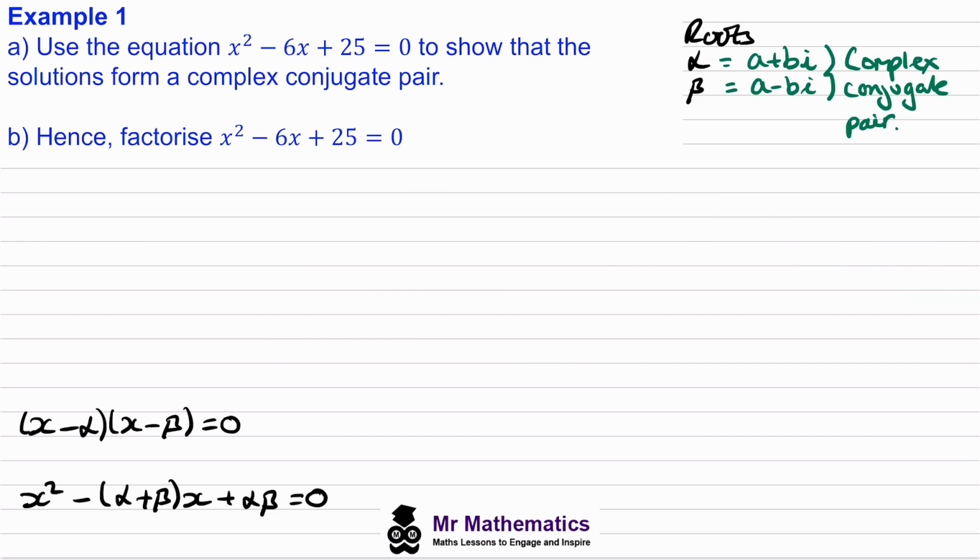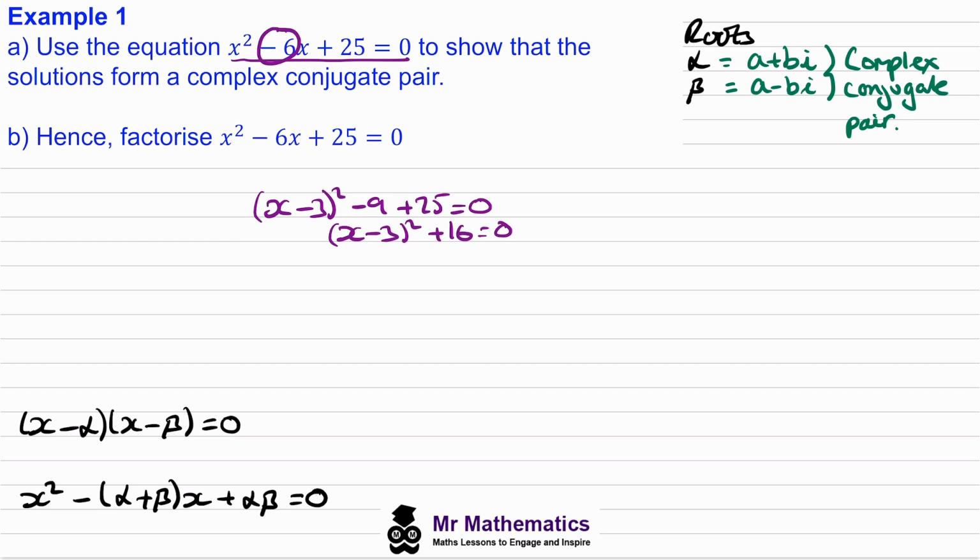Okay, so in example 1, use the equation x squared minus 6x plus 25 equals 0 to show that the solutions form a complex conjugate pair. So I'm going to solve this quadratic by completing the square. So we'll halve this value, negative 6, and we get x minus 3, all squared. We'll complete the square by taking away the 9, then we'll add back in the 25. This will become x minus 3, all squared, plus 16.